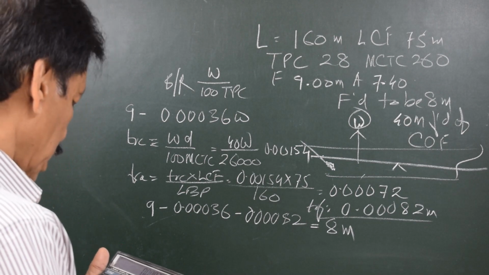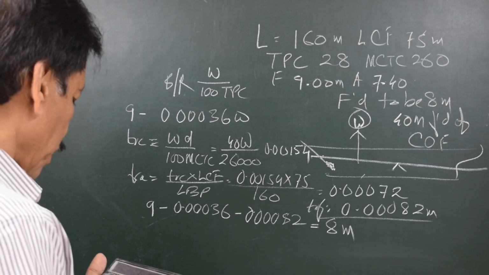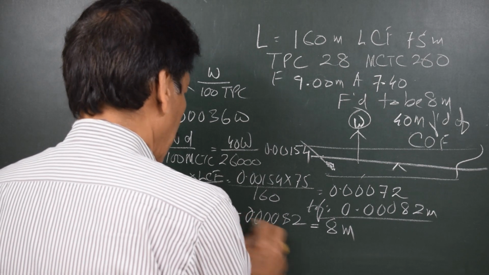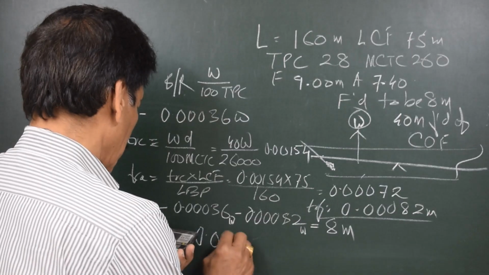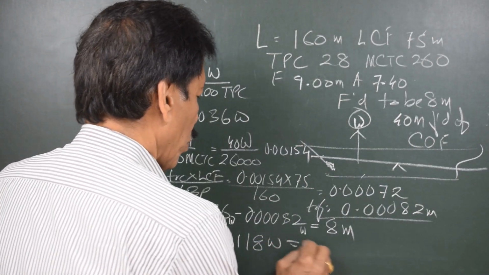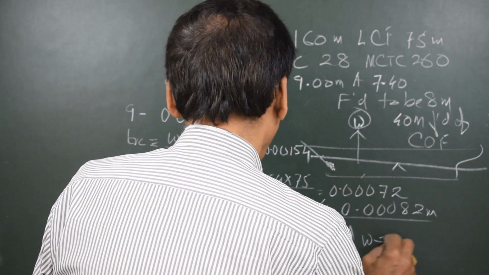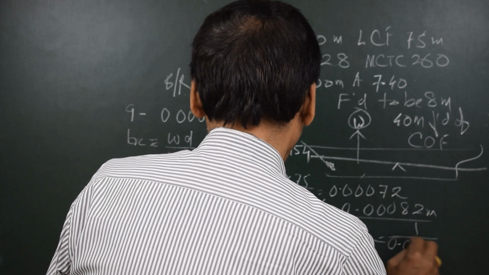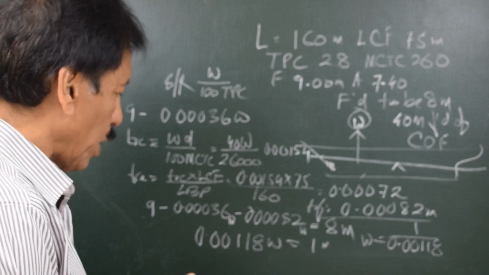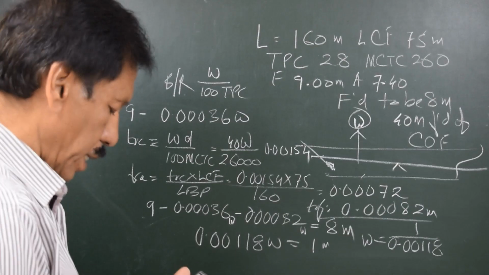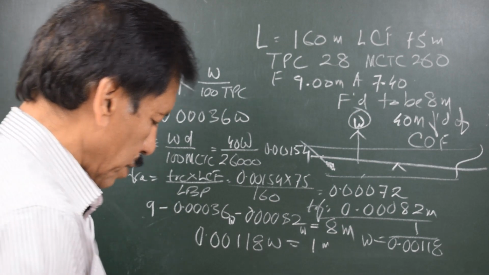0.00036 plus 0.00082. Of course, I have to put W here. So the equation which I have is 0.00118 W should be equal to 1 meter. So W should be equal to 1 upon 0.00118. Let's see, 1 divided by 0.00118 gives me how many tons? Gives me 847 tons.